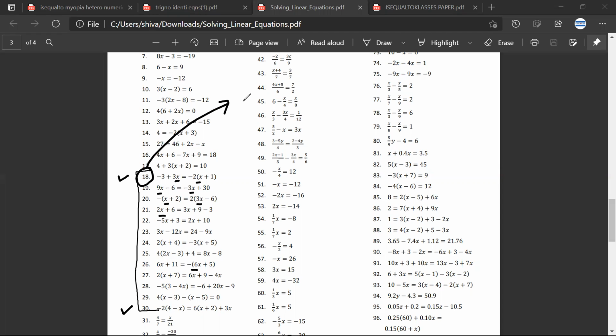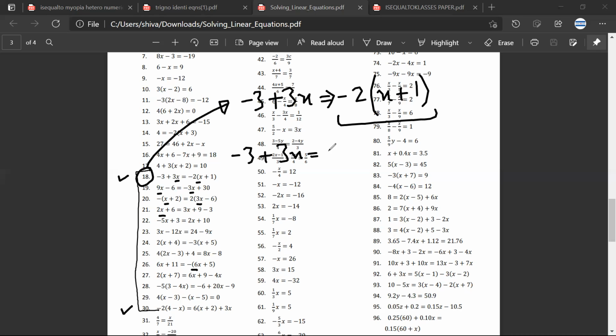Question number 18: minus 3 plus 3x is equal to minus 2 into x plus 1. Sarthak, what do you suggest? What should we do? So we should bring 3x to the right side. No, the first thing we should do. In the bracket. Yes. So it will become minus 2x and minus 2. Shabash. So the first thing we should do is open the bracket. Minus 3 plus 3x is equal to minus 2x minus 2.